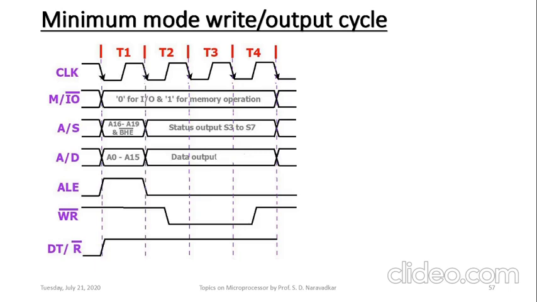And then finally DEN bar signal. Buffer need to be enabled. Data bus buffers need to be enabled during actual write operation. That's why DEN bar signal will take the waveform just like write bar signal shown here. DEN bar signal will be active during T2, T3 and T4 state. Okay, and then this signal will become deactive, logic 1.